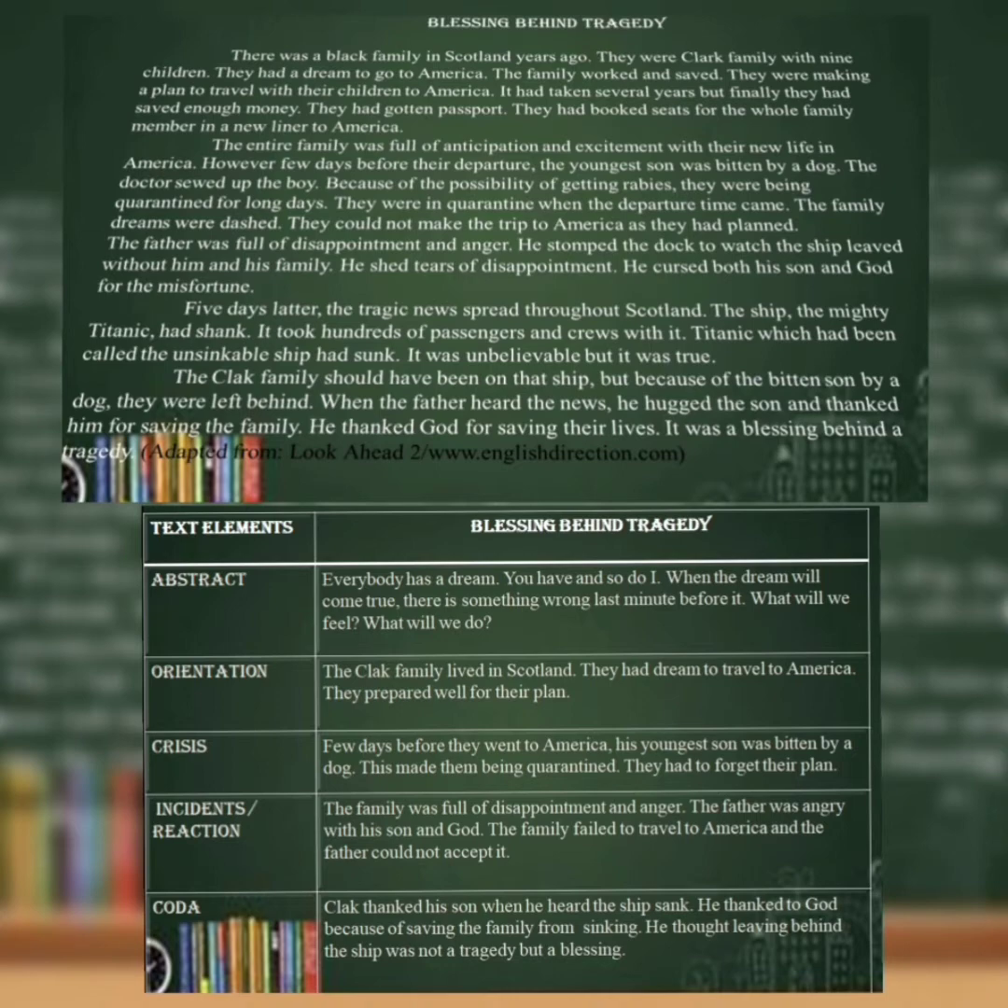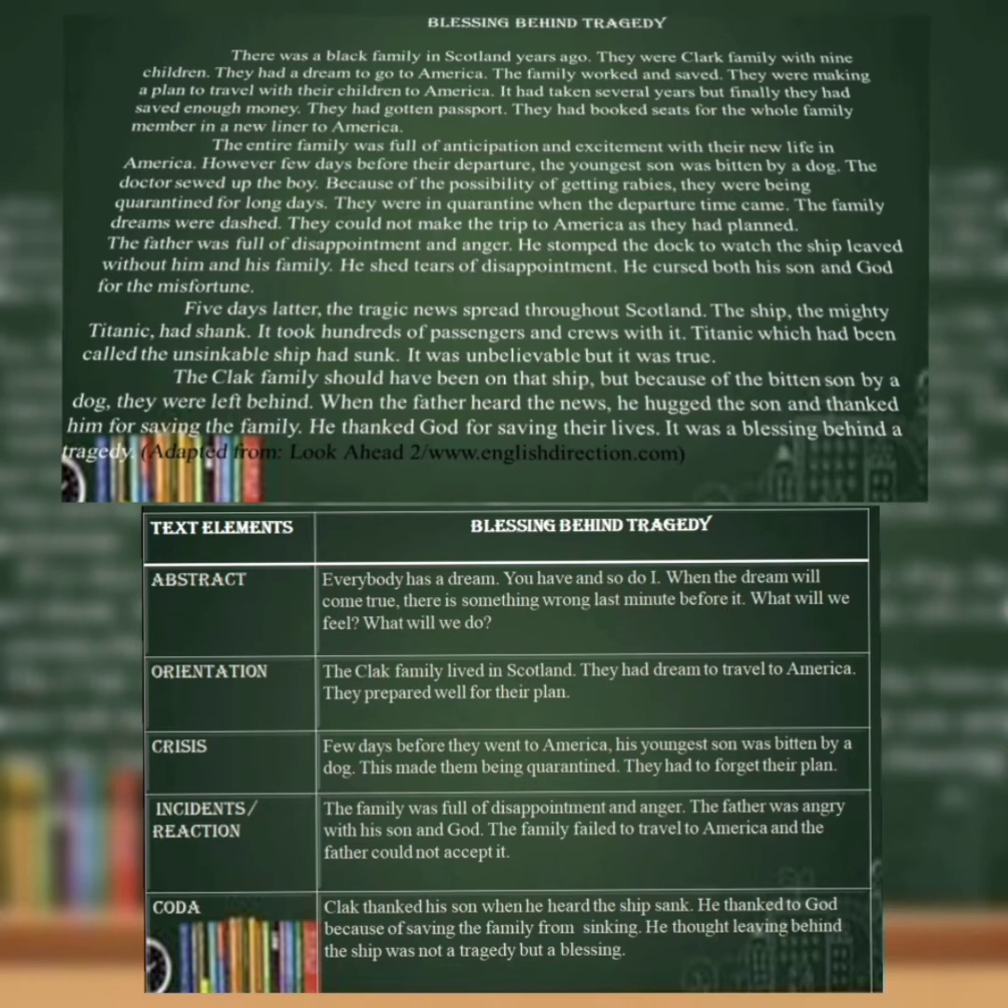So, everybody has a dream and so on, it is a kind of statement. And also, what will we feel and what will we do, it is a kind of rhetorical question. Well, the next element is orientation.